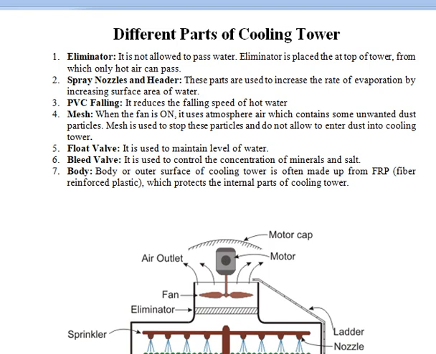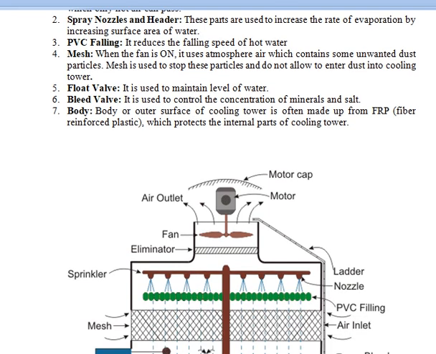passage. The second, the spray nozzle and header, are used to increase the rate of evaporation. These parts increase the rate of evaporation by increasing the surface area of water. This is the spray nozzle. What is happening in this case? The evaporation of water increases by increasing the surface area of water.